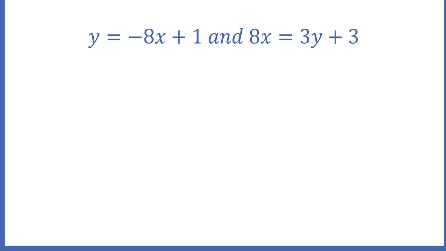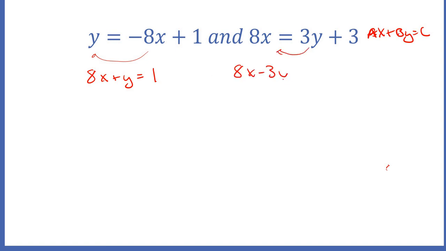Here's one more. This one's a little trickier because things are not set up exactly the way we like them to be. So the easiest way to do elimination is to have my equations in standard form. So the first thing I'm going to do is bring this 8 over. 8x plus y equals 1. I'm going to subtract the 3y on this side.